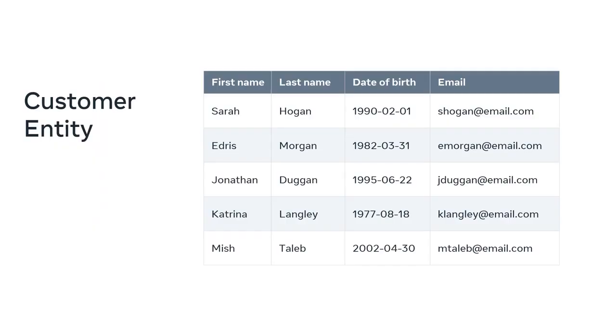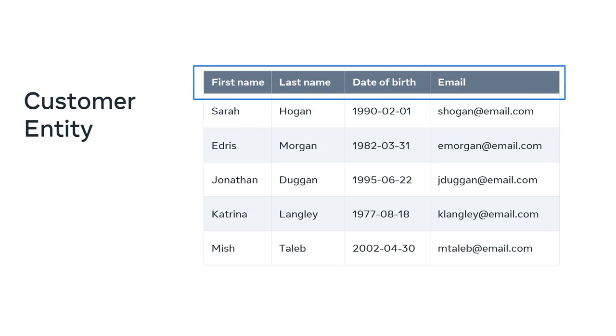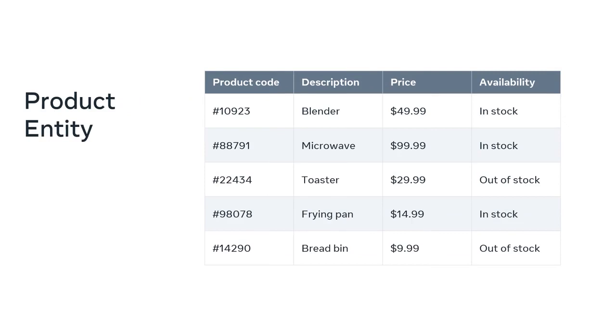Entities then store data in a table-like format against the attributes or features related to the element. For example, an online store could hold customers' data in a customer entity containing specific attributes relating to the customer. These attributes could include first name, last name, date of birth, and email. And they could also have product data stored in a product entity against attributes like product code, description, price, and availability. In the relational database world, these entities are known as relations or tables.